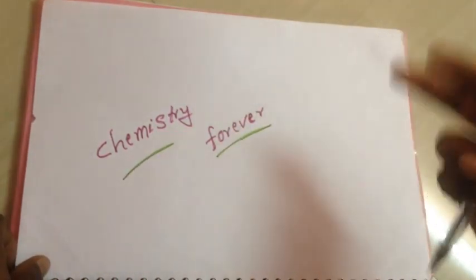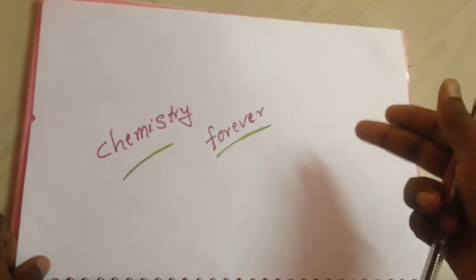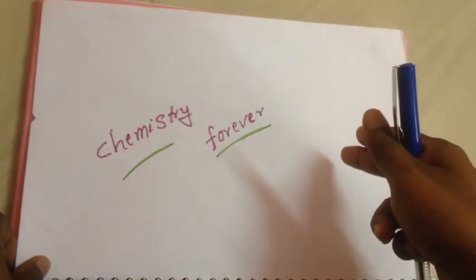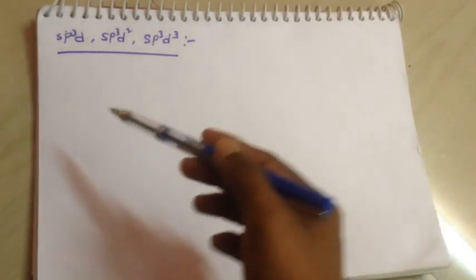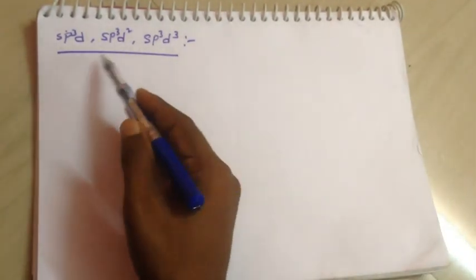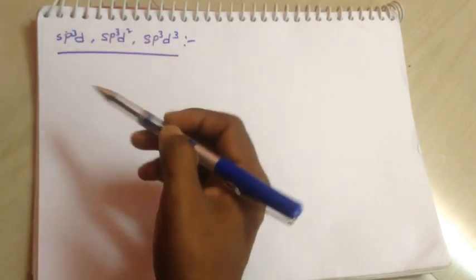Now we will continue with the remaining hybridizations in the second part of hybridization. So, hybridization part 2. In this part 2 we are going to discuss these hybridizations: sp3d, sp3d2 and sp3d3.